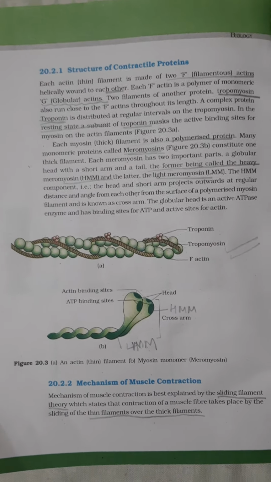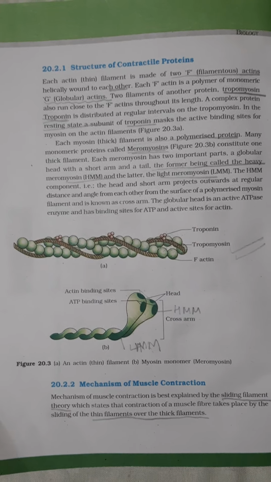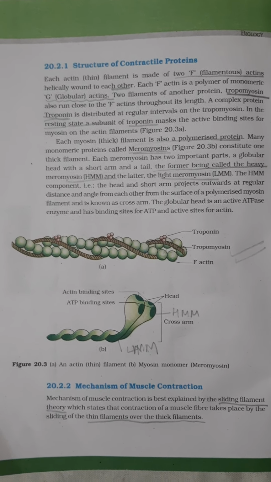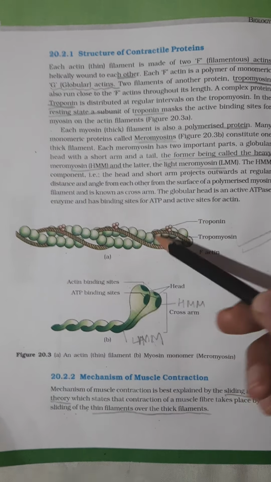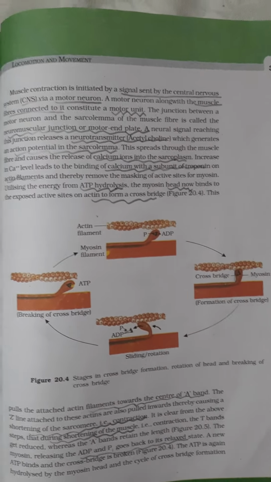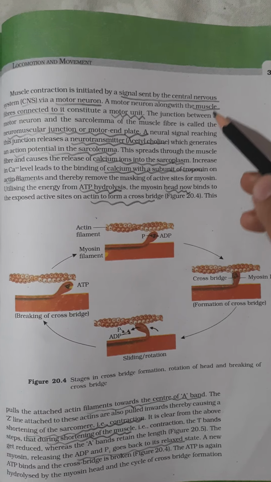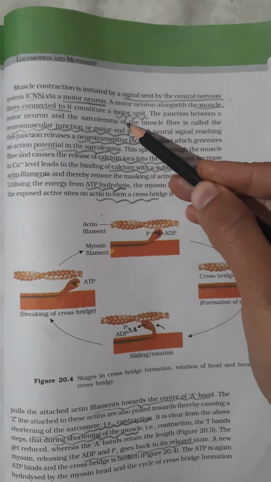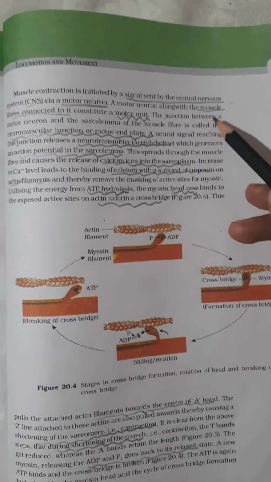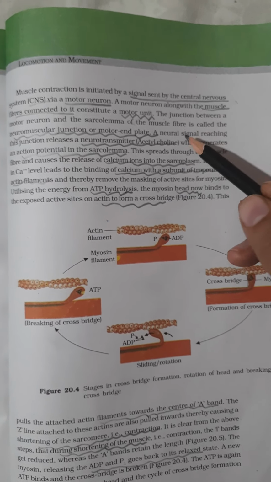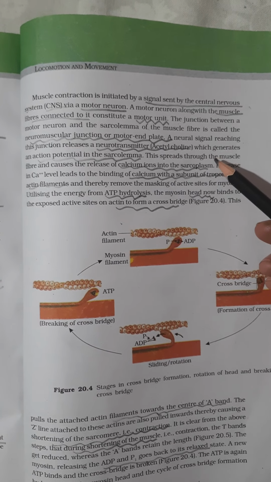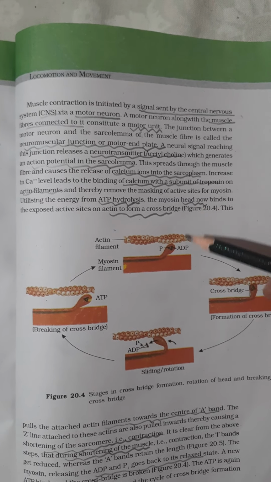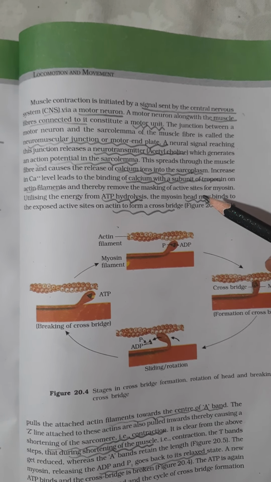Now let us go through the mechanism of muscle contraction. The mechanism is explained by the sliding filament theory, which suggests that the thin filaments slide over the thick filaments. Now how does this process start? Basically, it is initiated by a signal sent through the motor neuron. Motor neurons are in connection with the muscles, and that junction is called the neuromuscular junction or motor end plate.